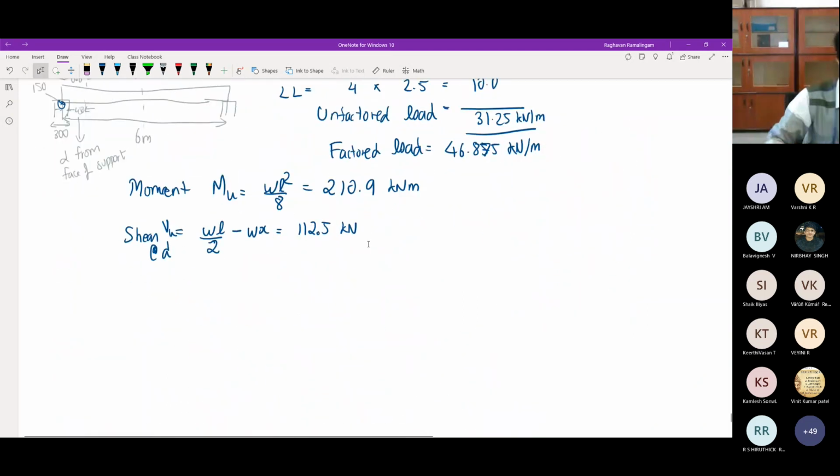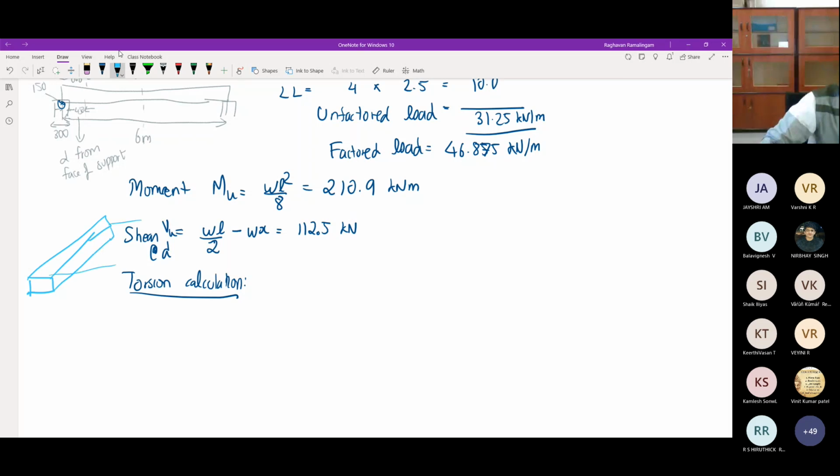So what I say is, we'll do the torsion calculation. One thing you should remember is, this is how the torsion will act. If you have the beam, on this side you have the slab which is having the loading. Therefore every bit of this beam, every unit length of the beam, will be subjected to a torsion caused by the loads on this slab. All these loads are going to cause the torsion on this particular beam.